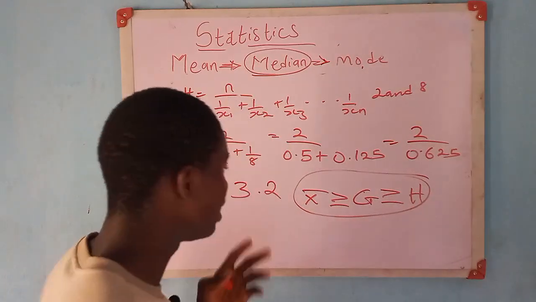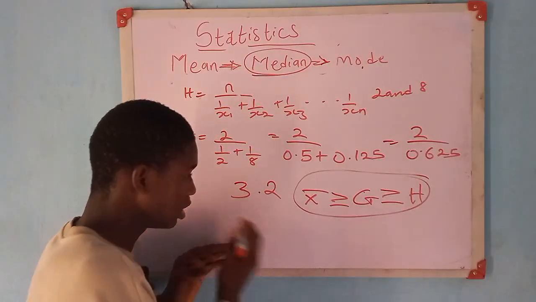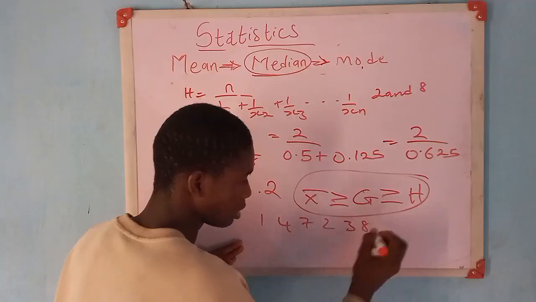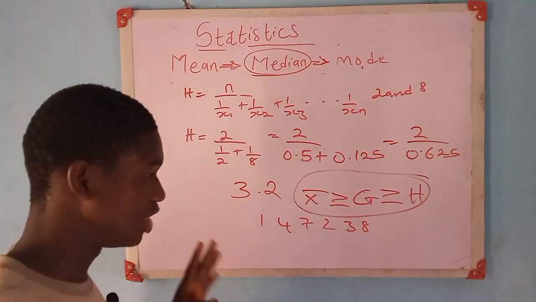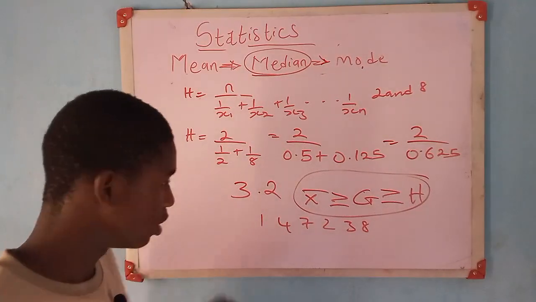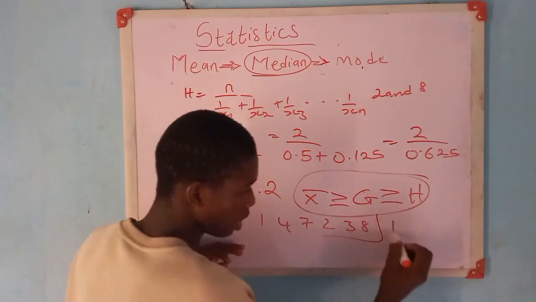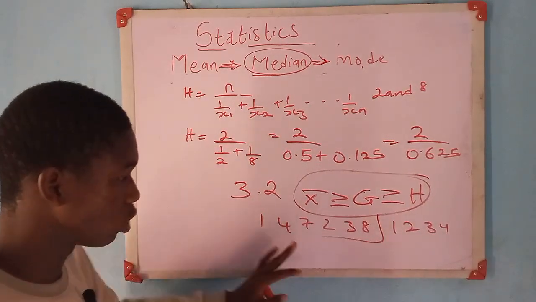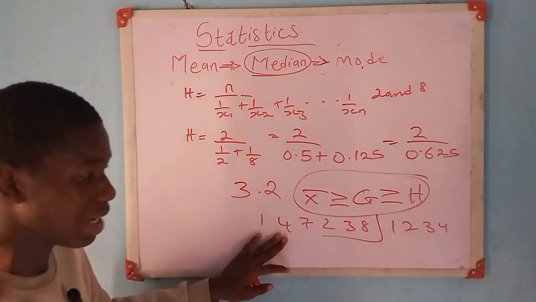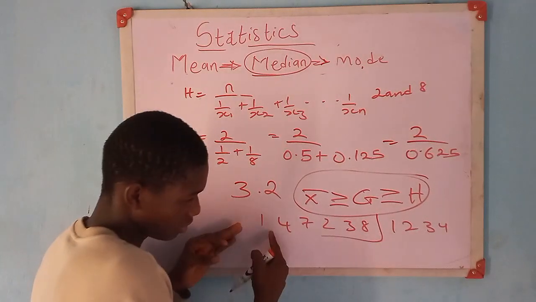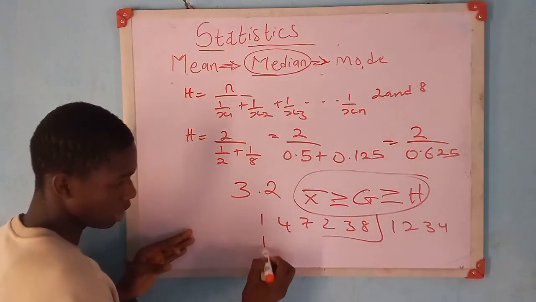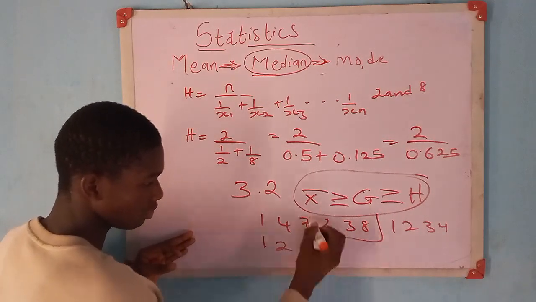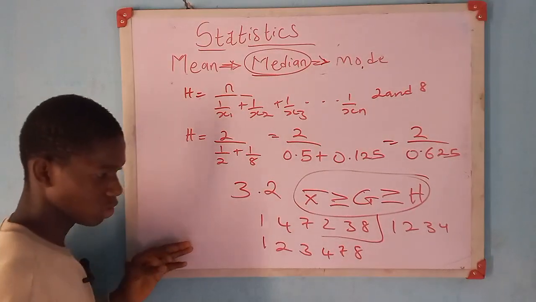You understand? So whenever data is given to you, let me say for instance this is rough data: 1, 4, 7, 2, 3, 8. For you to get the median, you need to arrange it in ascending order. Let me say on other data I have 1, 2, 3, 4. If I'm looking for the median of these two, they are going to be handled in different ways. For this one I need to arrange it first, so I'm going to have 1, 2, 3, 4, then 7, 8.